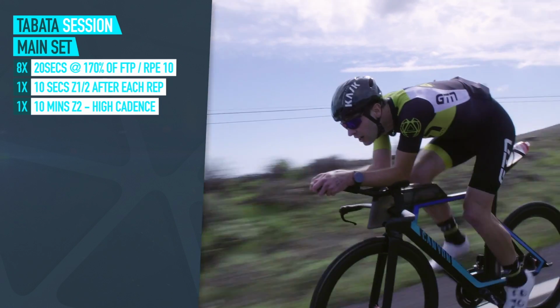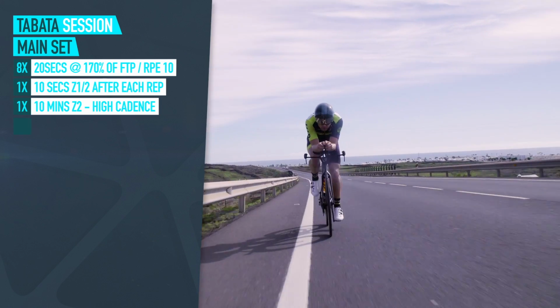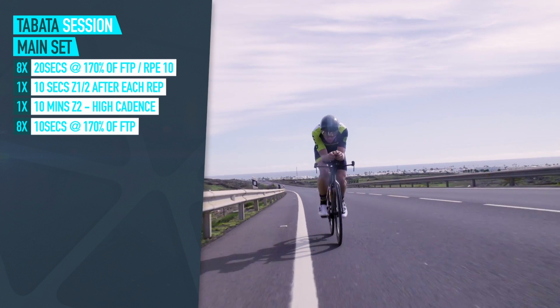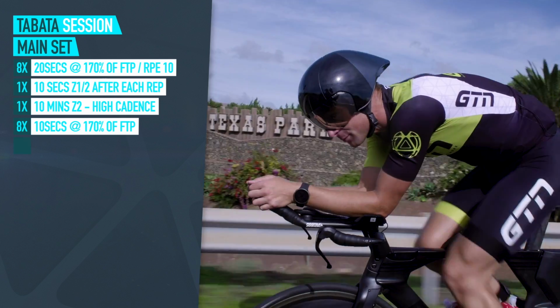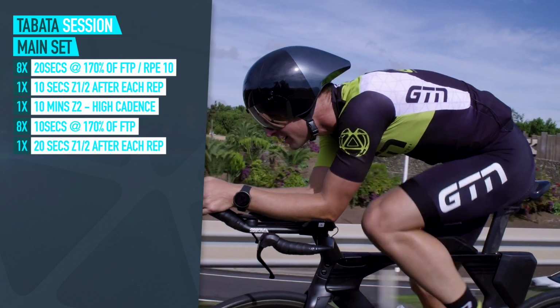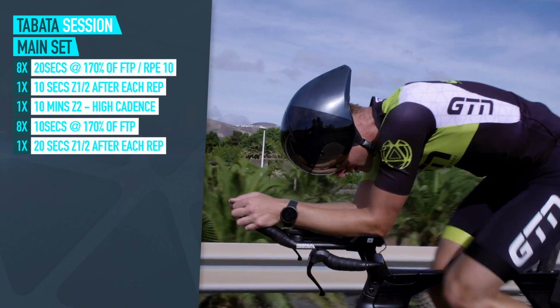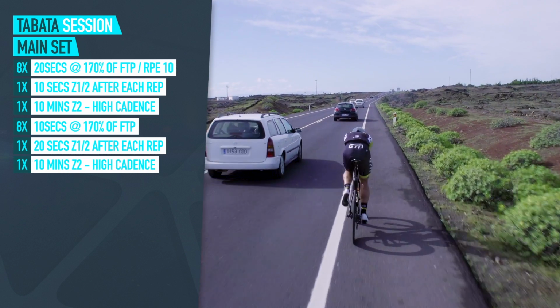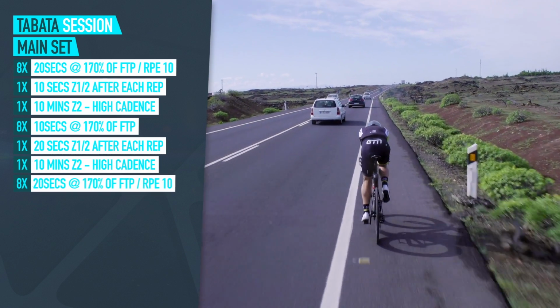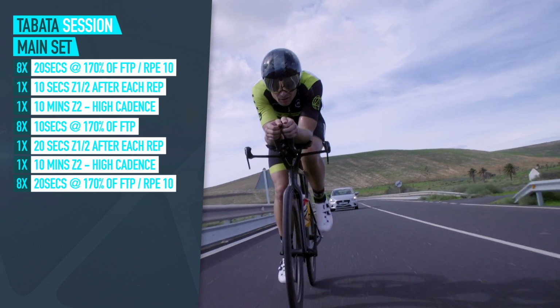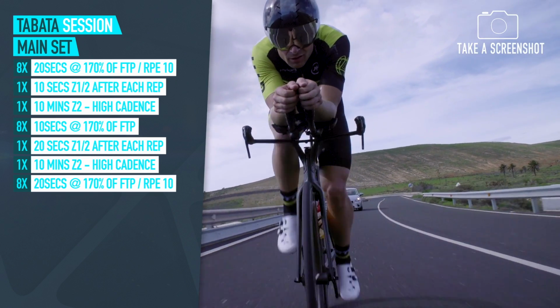Then we're back into 8 times 10 seconds at 170% of your FTP, followed by 20 seconds of zone 1, zone 2 spinning, into 10 minutes of zone 2 high cadence work. And finally, 8 times 20 seconds at 170% of your FTP with 10 seconds zone 1, zone 2 spin.